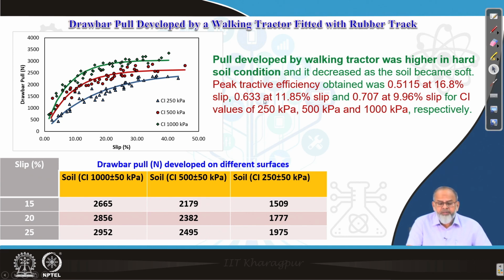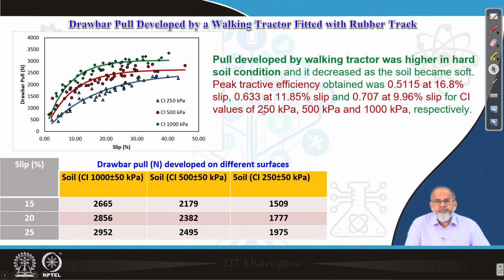Now, we quantified how much is the reduction. So, we can see here the pull developed by the working tractor was higher in hard soil condition and decreased as the soil becomes soft.